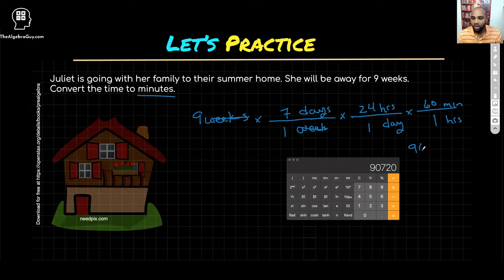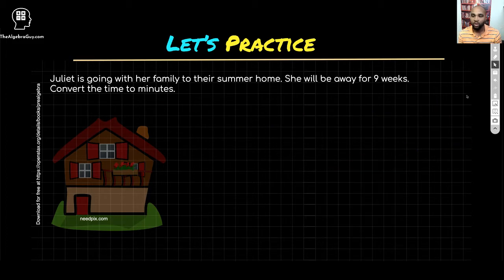So 90,720. But we expected there to be a lot, right? Because that's a pretty big chunk. 9 weeks. That must be quite a few minutes. But that's how you would do that conversion.